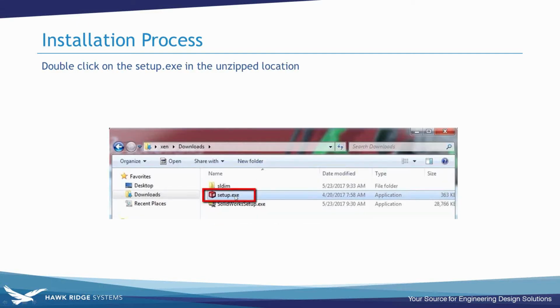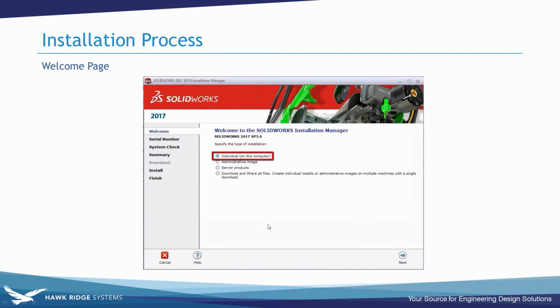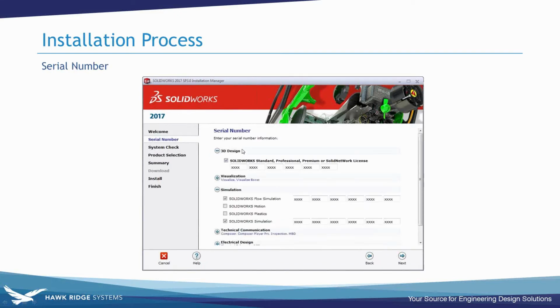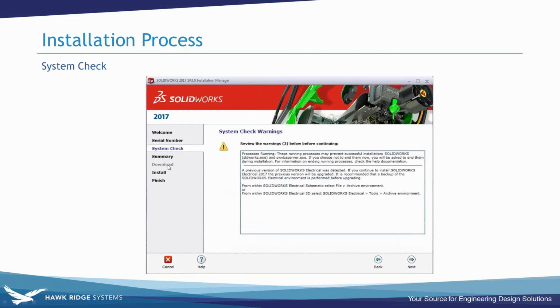Go back to that unzip to folder location, and double click on the setup.exe. This should bring up the installation manager. Now, once you have that up, select individual, enter your serial numbers and any products that you need. Select next, and the next page will bring you to the system check page.